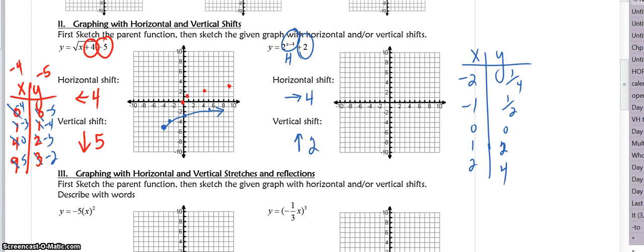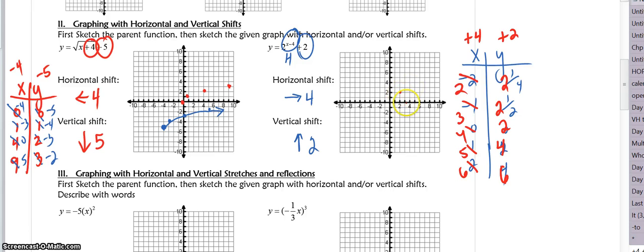That means to my ordered pairs I'm going to add 4 to my x's, and I'm going to add 2 to my y's. So this becomes 2 1/4, 2 1/2, 3, 4, and 6, and this becomes, if I add 4, 2, 3, 4, 5, and 6. And then I would just plot those points accordingly.